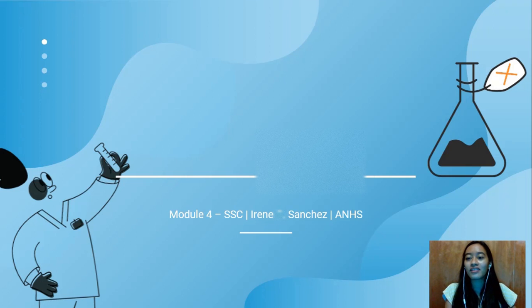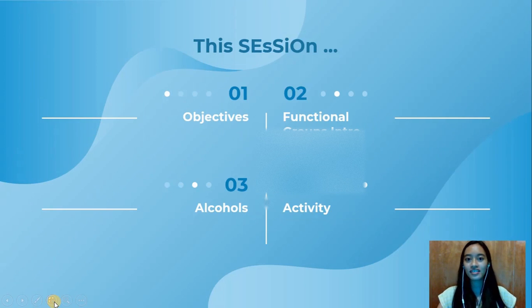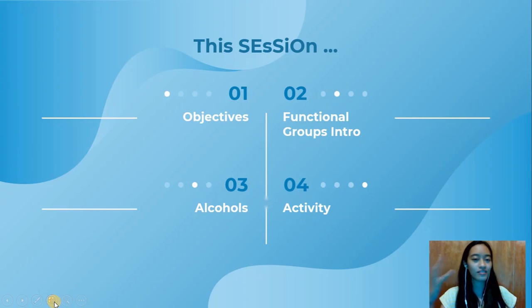Now we are set to study a new group of organic compounds, and this time we're going to explore alcohols. Okay, let's go. So for this session, let's have an overview, the first one, the objectives, and then the functional groups, a little intro about what these so-called functional groups are, and then the alcohols and how to name them, what are some examples and their properties, and then some activity type.